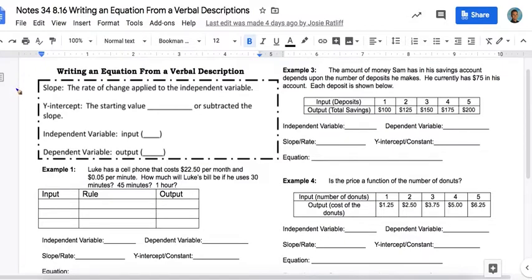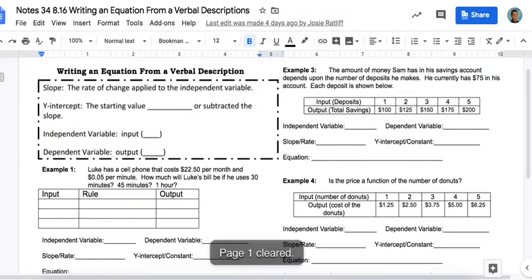The y-intercept is the starting value added to or subtracted from the slope. And the independent variable, remember, is the input or the x value, and the dependent variable is the output or the y value. Okay, so let's look at some examples.